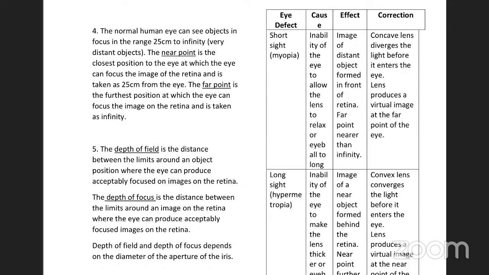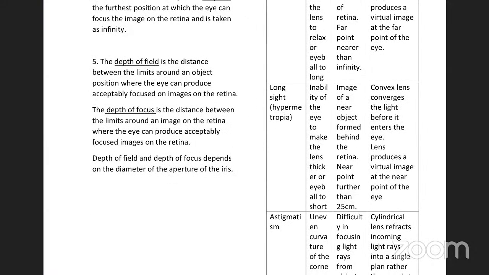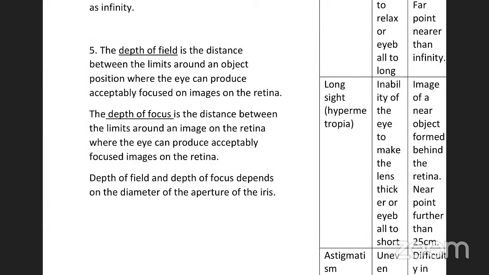The far point is the furthest point at which the eye can focus the image on the retina and it's taken as infinity. But of course, we know the value is not really infinity, right? It's like 600 centimeters for some people. Right, so the value does vary slightly.